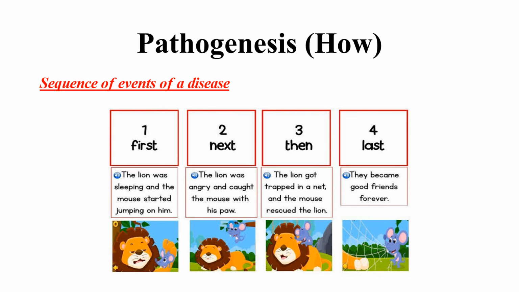Next terminology is pathogenesis. What is pathogenesis? It is the sequence of events of a disease. Now to simplify this, take the example of this picture. You all tell stories. Whenever you tell a story, you say that first this happened, then this happened, and at the last this was the end. In the same way, whenever any disease happens in your body, there is a sequence of events that happens. That is known as pathogenesis.